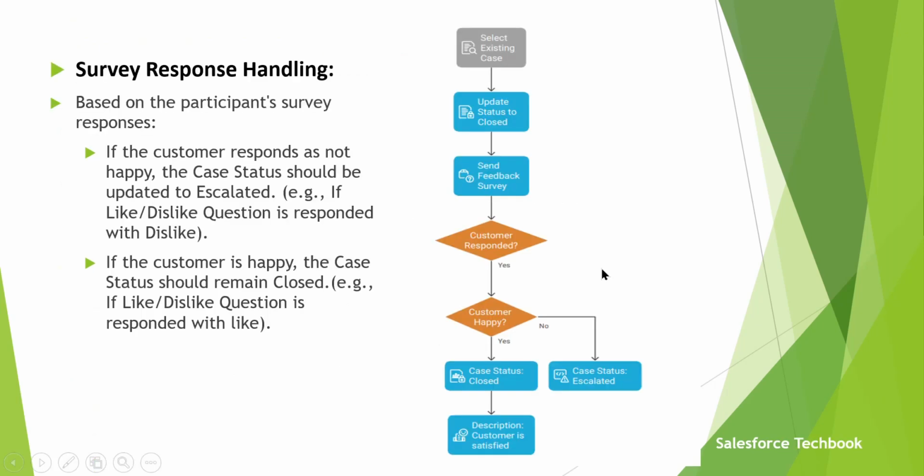So here is the survey response handling. We start by selecting a case and updating the case status to closed. A feedback survey is sent to the associated contact. If the customer responds, we check if their response is positive or negative. If the customer is happy, we keep the case closed and update the description and case comments with their positive feedback. If the customer is unhappy, we set the case status to escalated with the customer's feedback so the team can take follow-up actions.